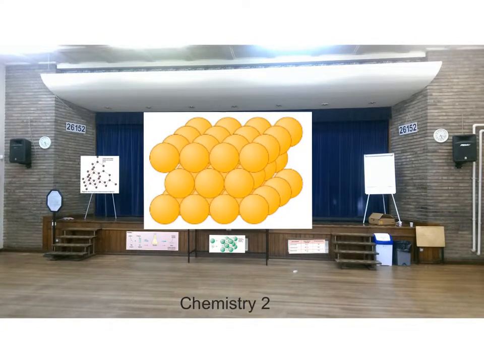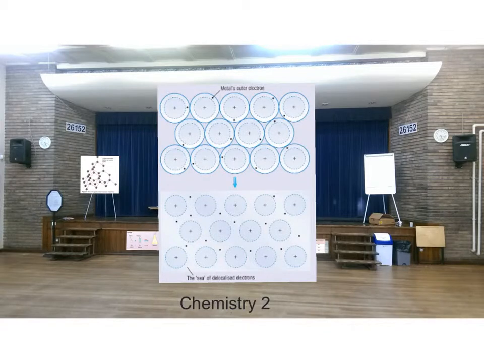The atoms in metals are closely packed together and arranged in regular layers. We can think of metallic bonding as positively charged metal ions which are held together by electrons from the outermost shell of each metal atom. These delocalized electrons are free to move throughout the giant metallic lattice.